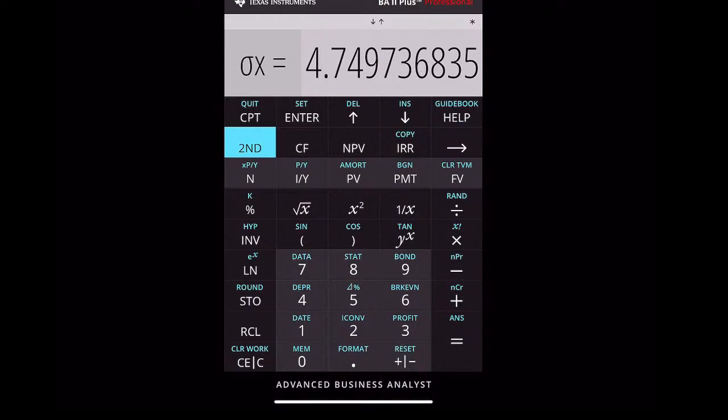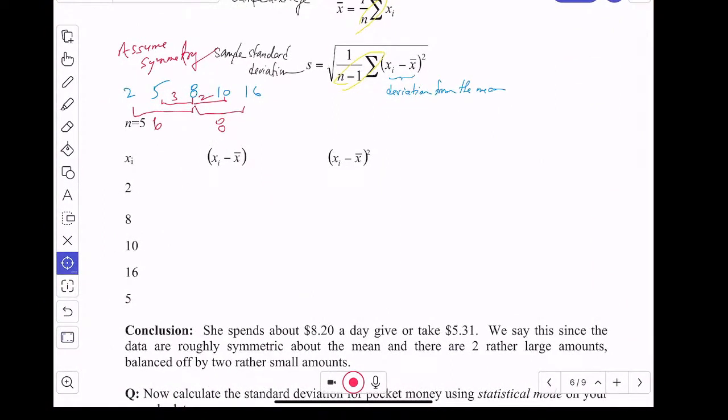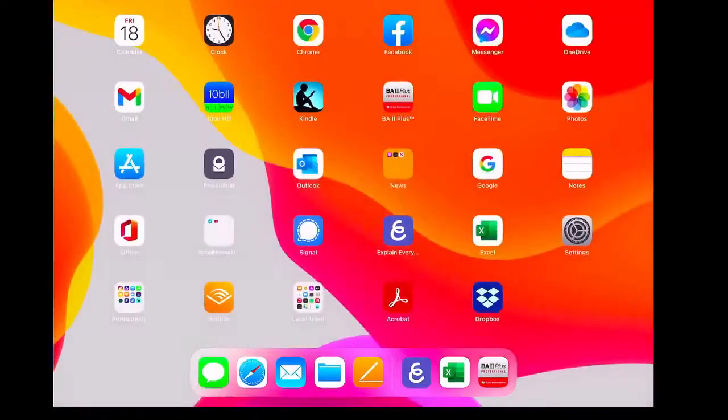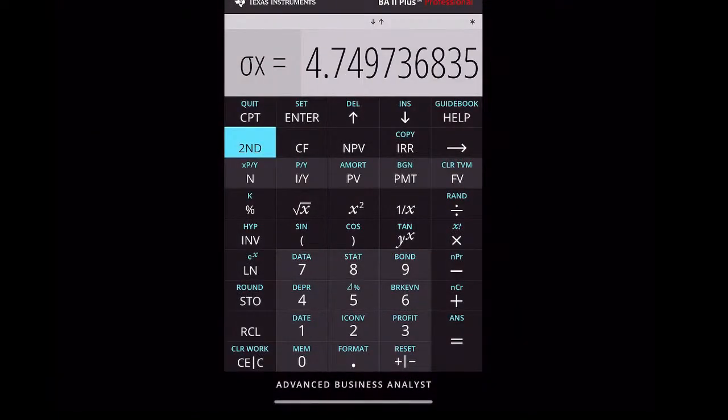No comments? So this has S and this has sigma. Whenever you see Greek letters, they imply that it is a population parameter. So this is the value I want, but what is this one? The values I get from my calculator are X bar equal to 8.2, which is $8.20, and S, which equals $5.31. It also told me sigma, which was equal to 4.75.